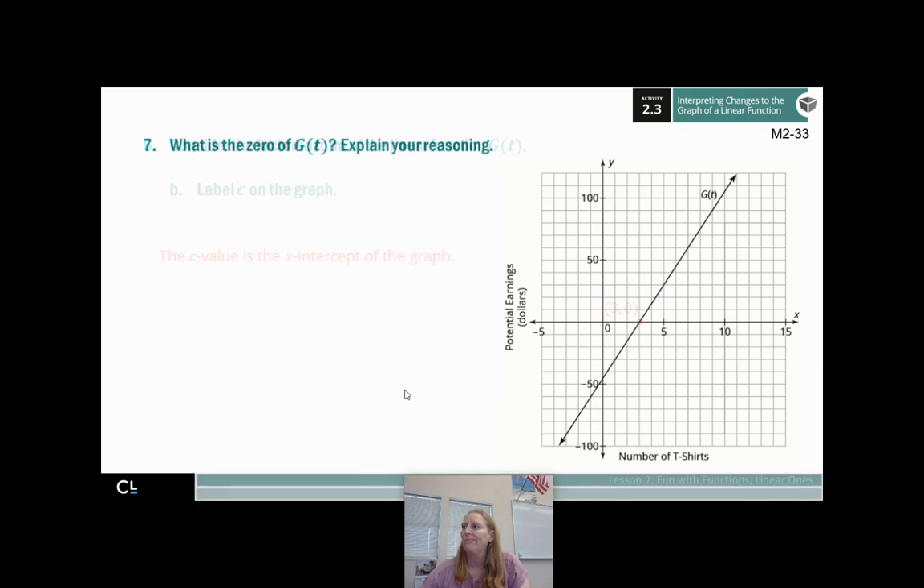That's nice to know. So what is the 0 of g of t? Go ahead and hit pause. Jot down your thoughts on that and explain how you know that. Go ahead and hit pause to write that down. Hit play when you're ready to check.